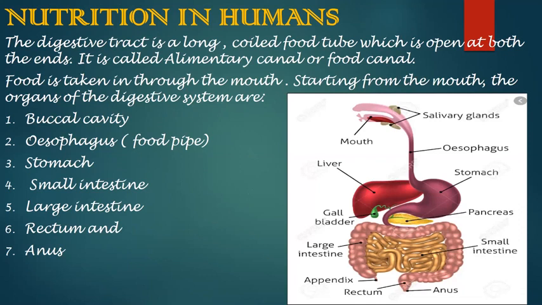Food is taken in through the mouth. Starting from the mouth, the organs of the digestive system are the buccal cavity, esophagus, stomach, small intestine, large intestine, rectum, and anus.